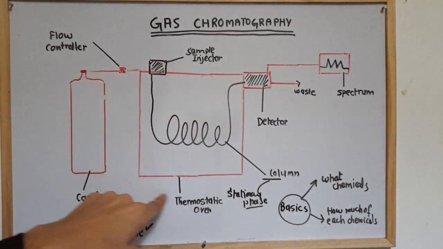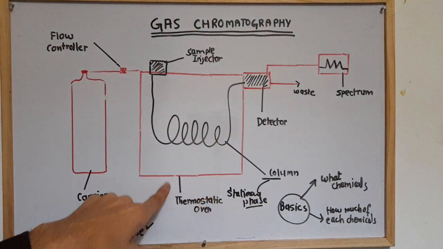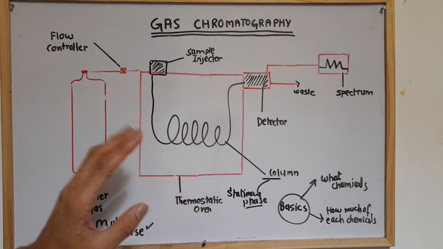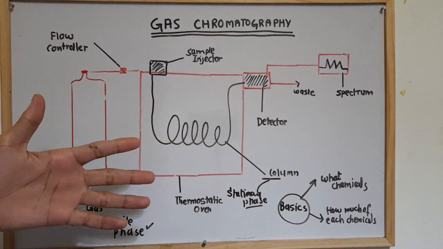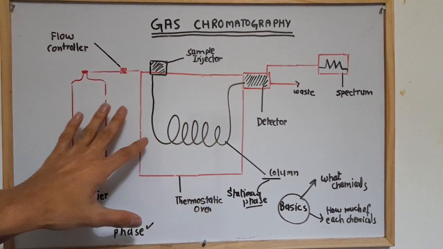The coil, the stationary phase, is inside a thermostatic oven. So the temperature inside this coil is maintained. Whatever the temperature requirement, we have to adjust the temperature according to that.